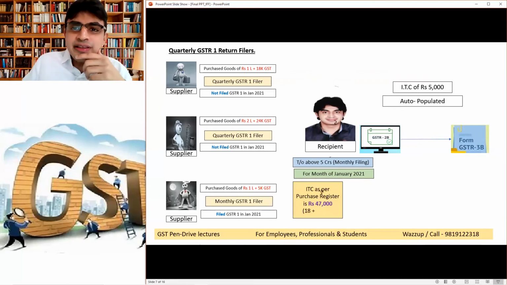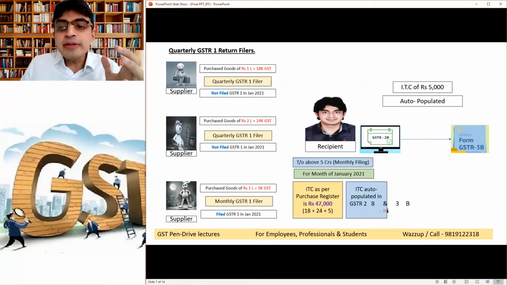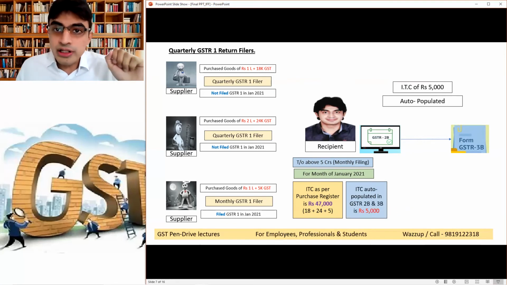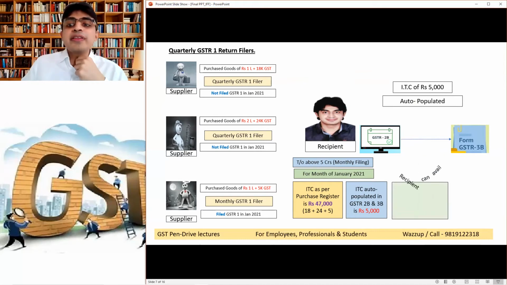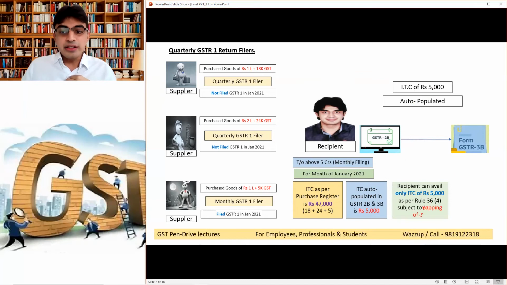Now what does Rule 36 sub Rule 4 say? Though my ITC as per purchase register, you can see, is 47,000 if you add everything. How much is auto-populated in my 2B and 3B? Only 5,000, because the rest of the suppliers are quarterly return filers. What does Rule 36 sub Rule 4 say? Recipient can take only that much ITC that is available in their 2B and 3B. Yes, a difference of 5% you can take.